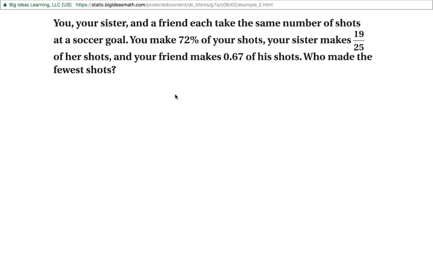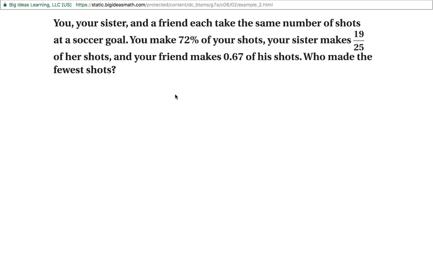Next one, word problem. You, your sister, and a friend each take the same number of shots at a soccer goal. You make 72% of your shots, your sister makes 19/25 of her shots, and your friend makes 0.67 of his shots. Who made the fewest shots?